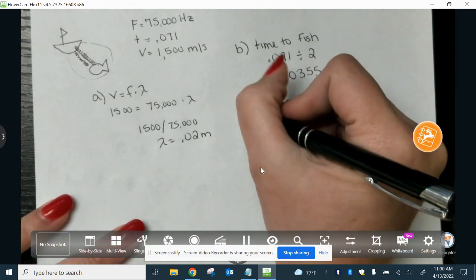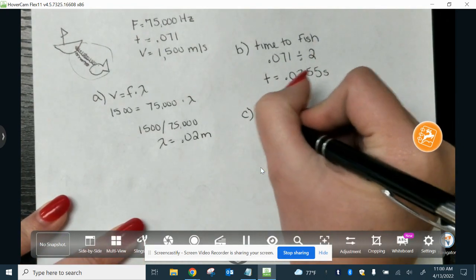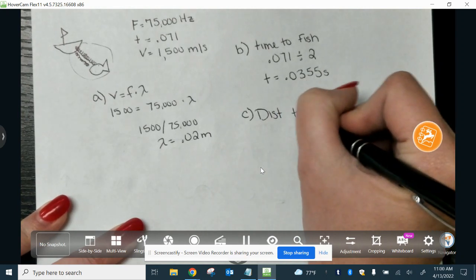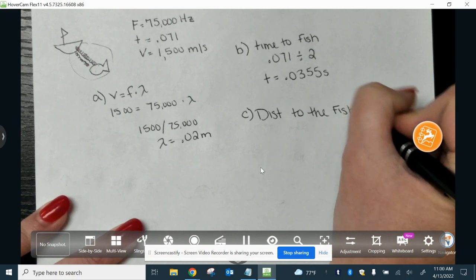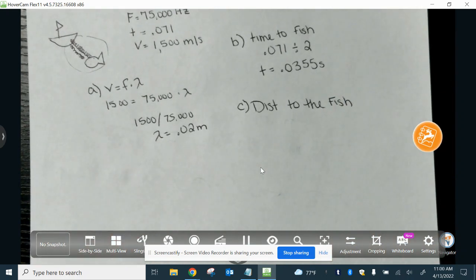C wants to know the distance to the fish. I found the fish. I want to eat the fish. I have to get the distance to the fish. I have to throw the net, the pole, the spear, whatever I'm catching the fish with. I have to get that there.